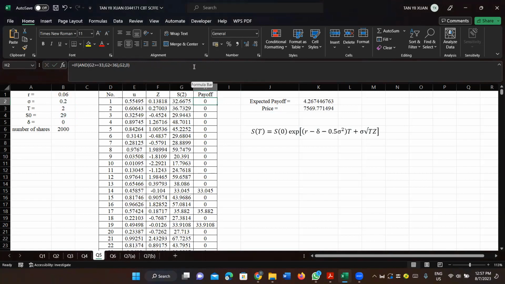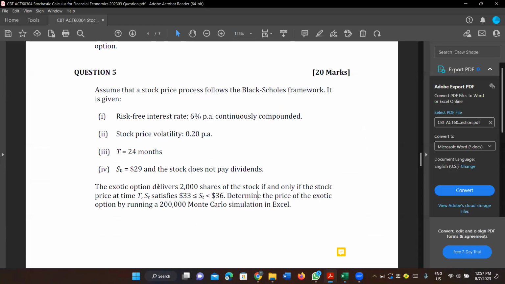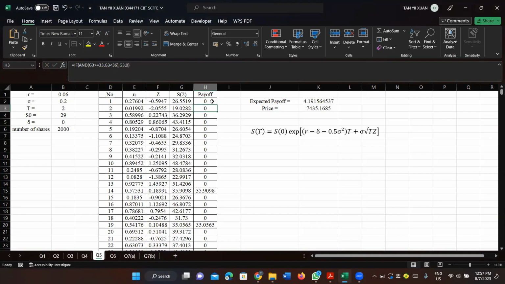Next, we can calculate the payoff. Since the question mentioned that we will only exercise the option if and only if the stock price at time T is between 33 and 36, we have to insert this condition here, which is if the stock price is greater than or equal to 33 and smaller than 36, then we will exercise the option, or else we will get 0 payoff.